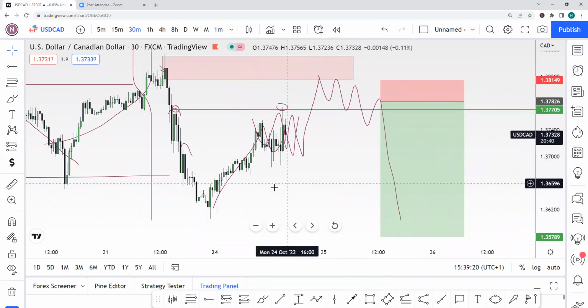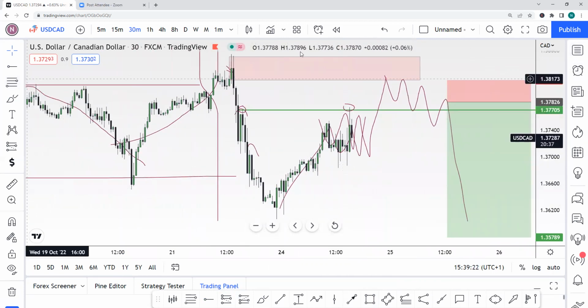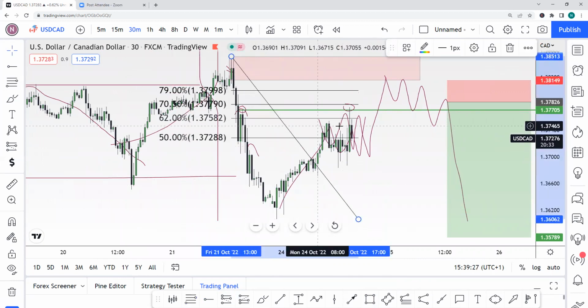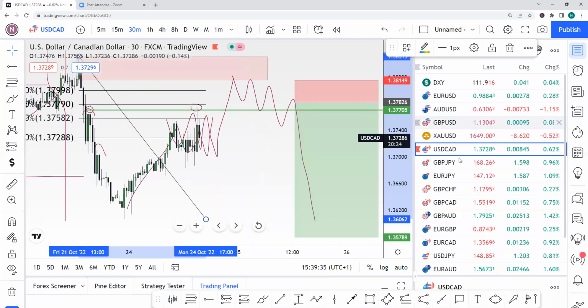Right now, it's still at the middle, it's not at premium level. If you take this impulse right here, can you see this is just 62? We want it to go deep into 70 to 79. That's the premium level at which you can look for a sell opportunity to the downside.